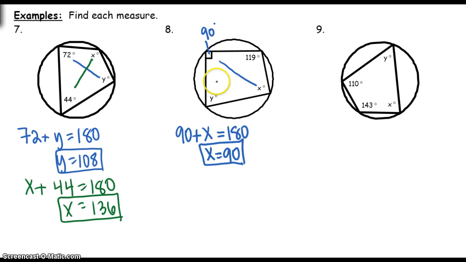Let's take care of y. These are across from each other. They're opposites. So y plus 119 degrees equals 180. We would subtract 119 from both sides, and we'll get that y equals 61 degrees.